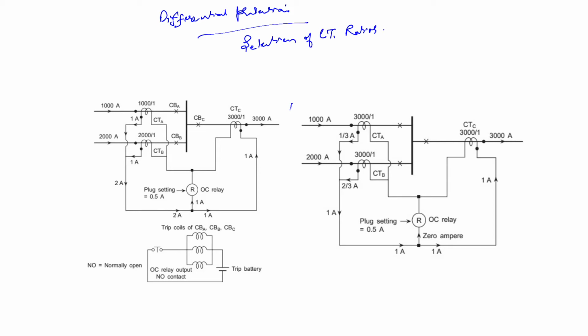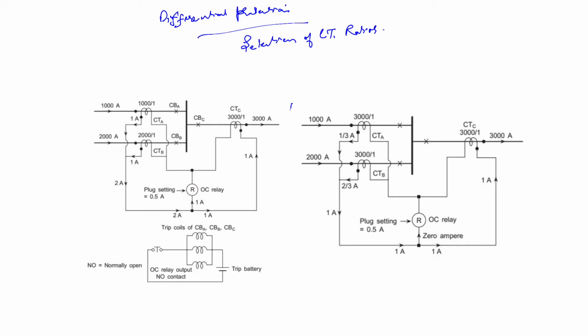If we choose this CT ratio, then we will have a current of 1 ampere here, 1 ampere here, and here the total current is 2 ampere while the other is 1 ampere. So 1 ampere will go to the overcurrent relay and it will trip.